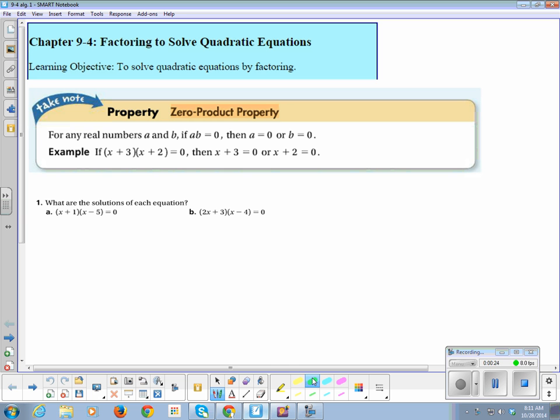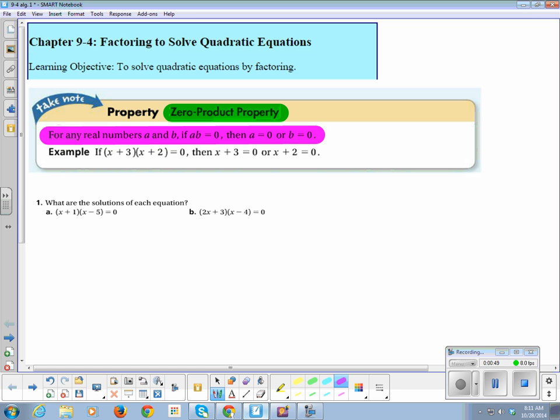in green. So the zero product property is that for any real numbers a and b, if a times b equals 0, then either a is 0 or b is 0. So that's pretty important. Let's write all that down. For any real numbers a and b, if a times b is equal to 0, then a is equal to 0 or b is equal to 0. One of those guys has to equal 0.